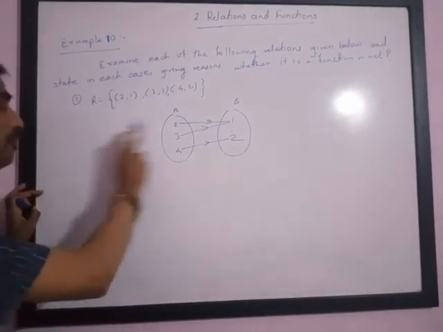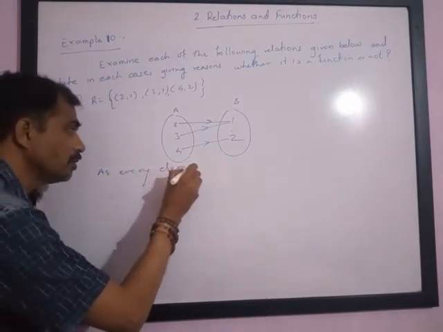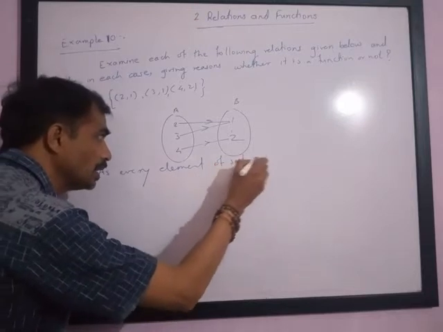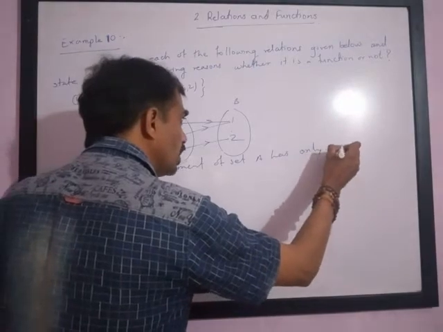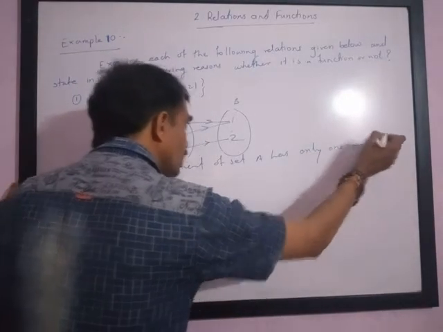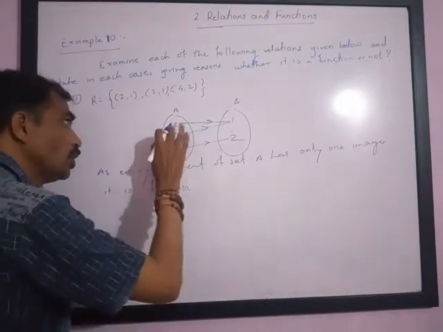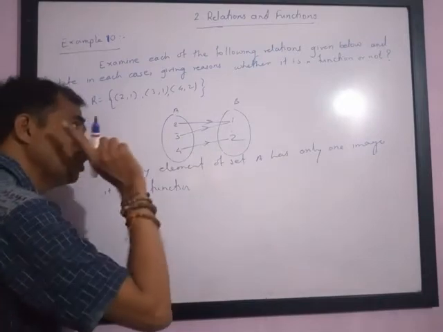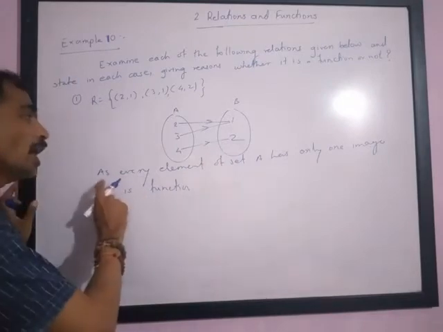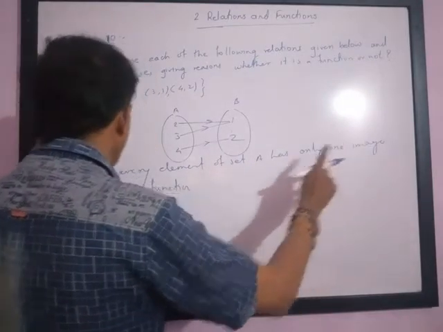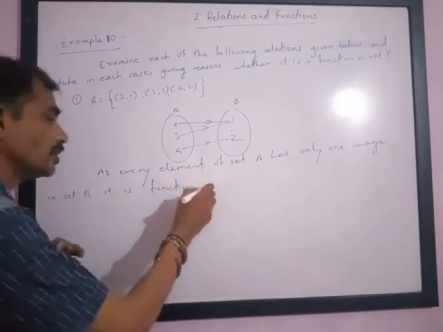So since every element of set A has only one image, it is a function. Please understand this, don't get confused. Here 2 is having one image, that is 1, 3 is having one image, that is also 1, and 4 is also having one image, that is 2. So every element of set A has only one image in set B, hence it is a function.